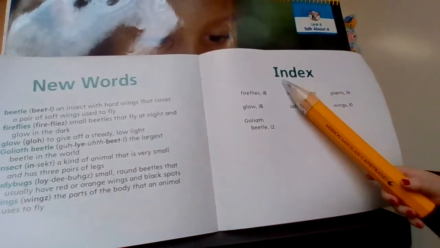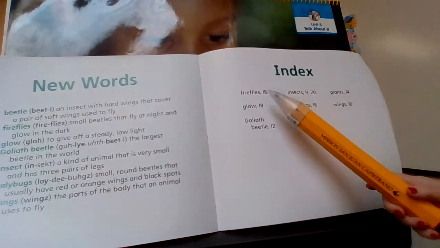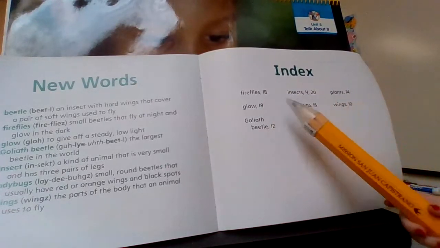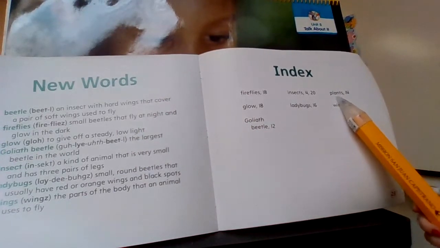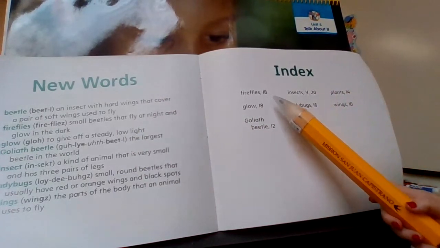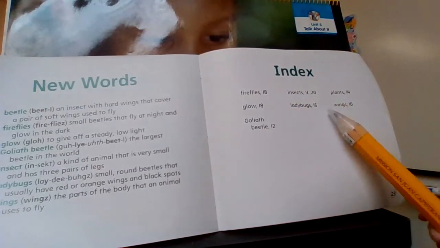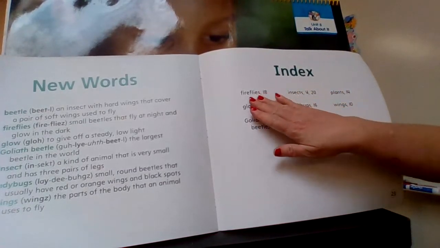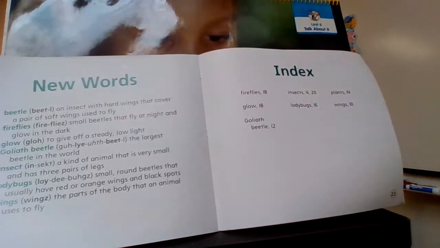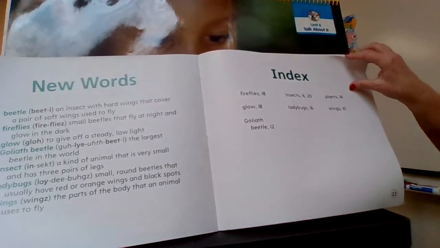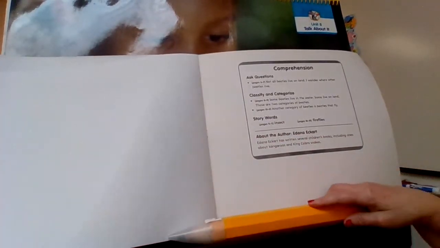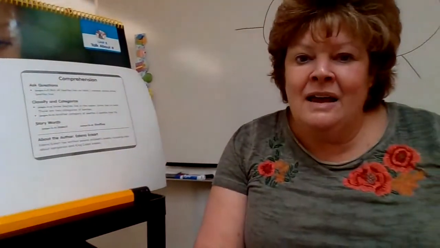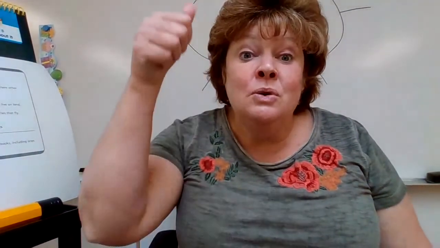And this last page is called the index, and this lists the same words that are over here, except it adds plants, and it tells what page you can find these words on, or where it talks about these things. So that is called an index. All right, that is the end of our story. I will be right back to do our web.